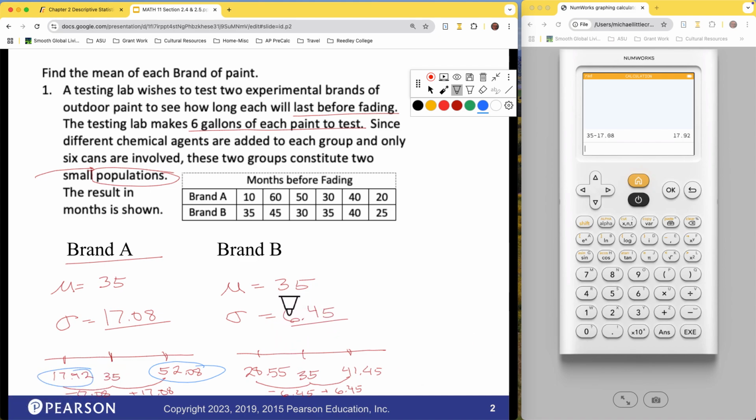Whereas if you take brand B, you can expect that you're going to get the 35 months and the spread is less. You're going to get closer to that. You might get 41 months, but on the other side, on average, be down about 28 months. So we have more consistency. This is more consistent. This is more variation. Less consistent. More consistent. Less variation.